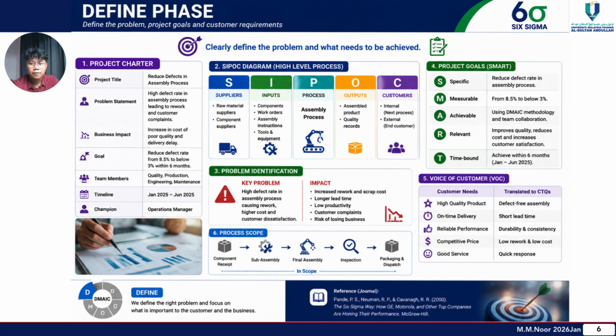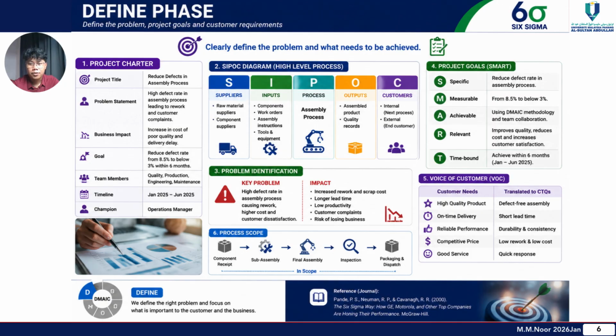And then we have the SMART goal. The SMART goal framework ensures goals are well defined. Specific means clearly identifying the objective. Measurable allows progress to be tracked. Achievable ensures the goal is realistic. Relevant aligns the project with the business objective. Time-bound sets a clear deadline.